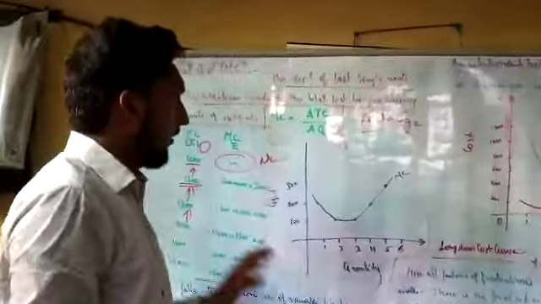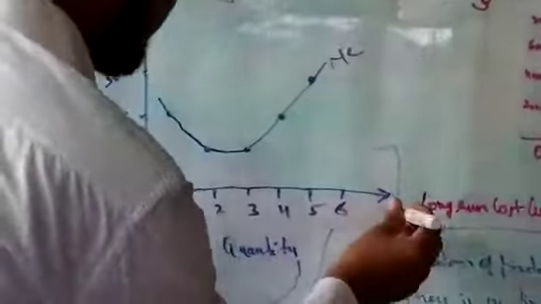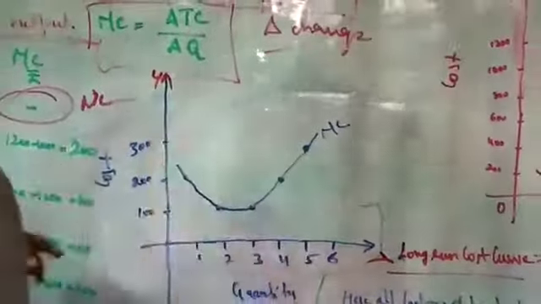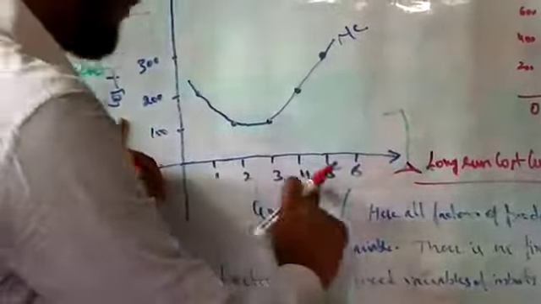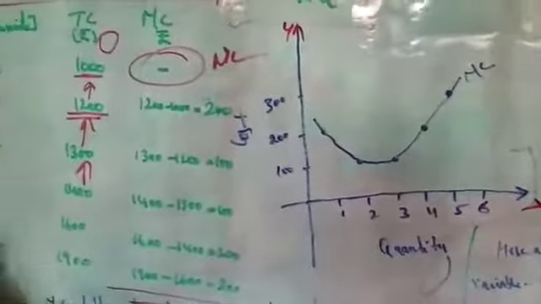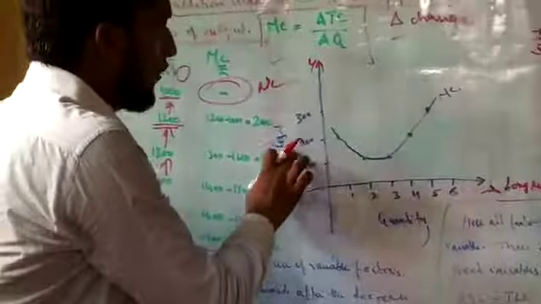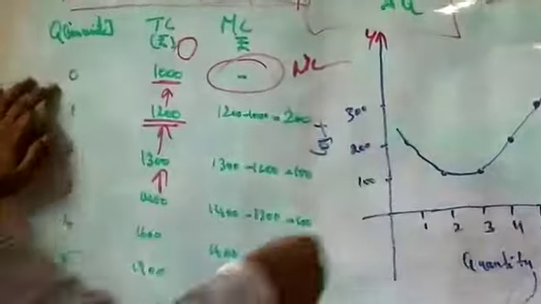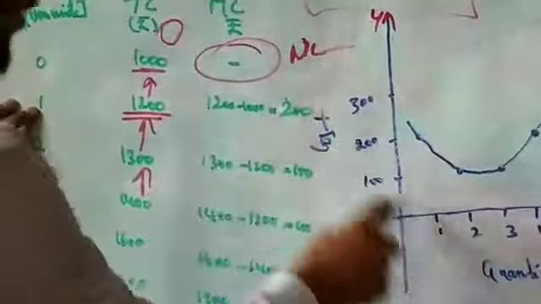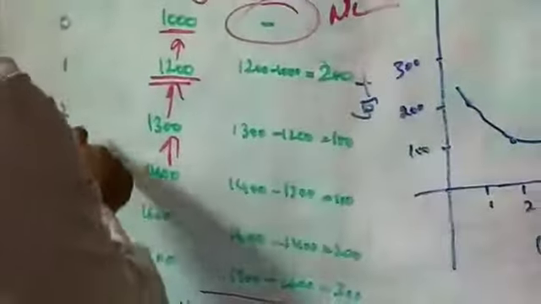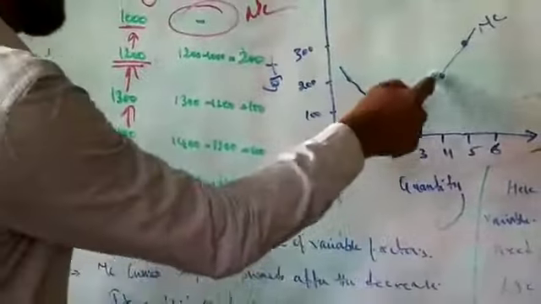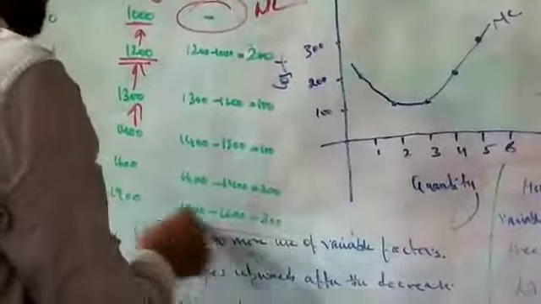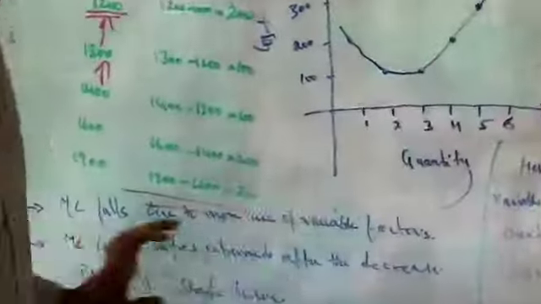Now we'll draw one diagram. We have taken the x-axis and the y-axis, x-axis as quantity, y-axis as cost. We have given 1, 2, 3, 4, 5, 6 as quantity. For cost, we have taken 100, 200 and 300. See here, for 0, we don't have any value. For 1, it's 200. For 2, it's 100. For 3, it's 100. For 4, it's 200. For 5, it's 300.